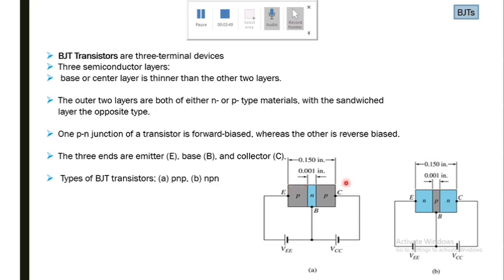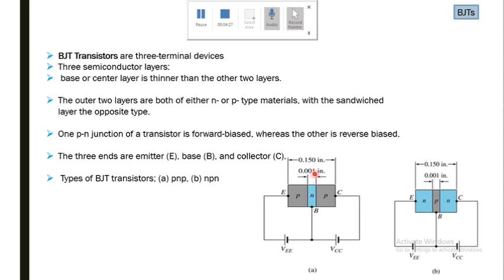We have two different types of BJTs. One is PNP and the other one is NPN. In PNP, the base layer is constructed with N-type material, and the outer layers are constructed with P-type material. Whereas in an NPN transistor, we have a base layer of P-type material and the outer layers are constructed with N-type material.